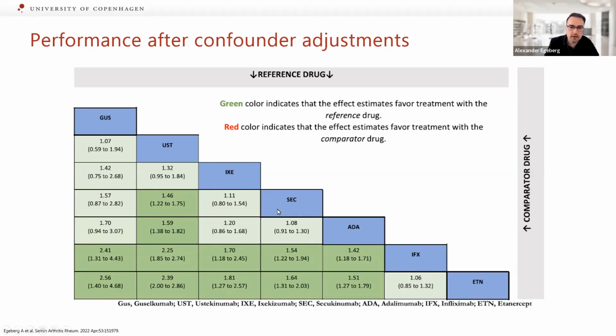So for example, here we can see that if we look at ixekizumab just as one example, compared to infliximab, we can see that there's a 70% higher risk of stopping therapy with infliximab versus ixekizumab. So ixekizumab performs better. We can see the same here with ustekinumab, for example. There's a more than twofold higher risk of stopping infliximab than ustekinumab. So ustekinumab performs better. And we can look at this with all the drugs, and we can get some sort of idea of how these drugs perform in real life.